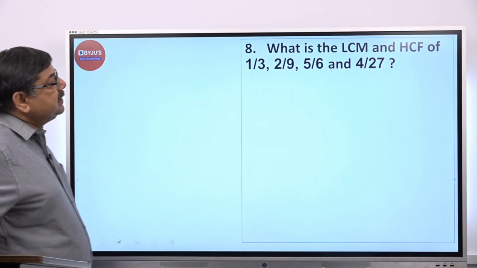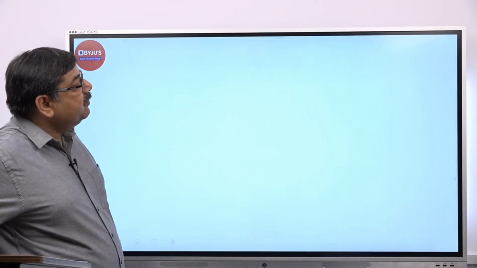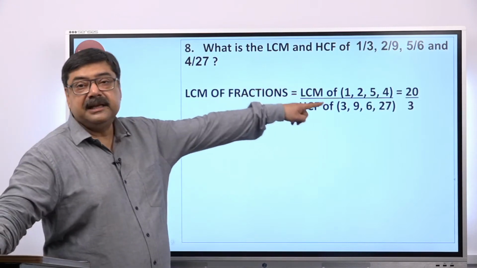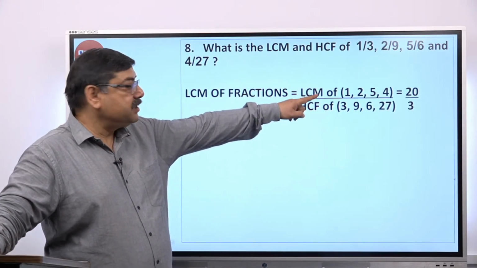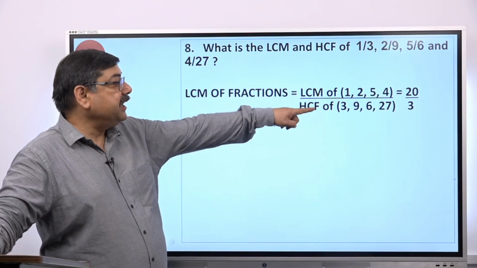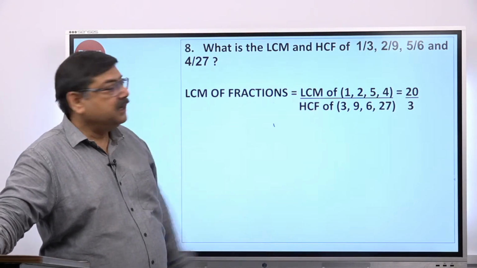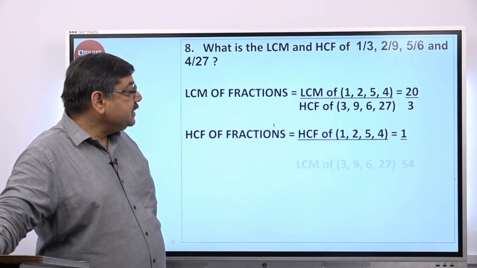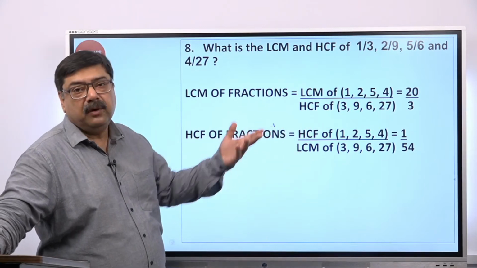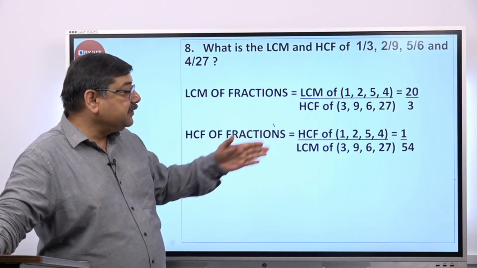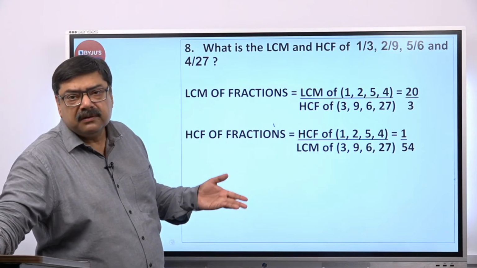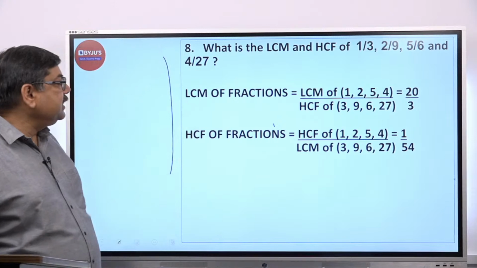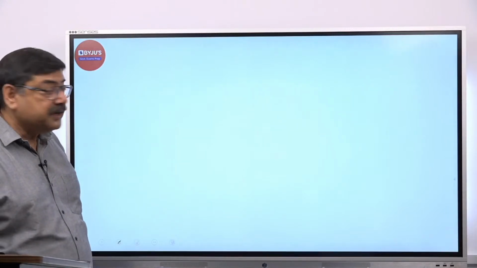Now, what is the LCM and HCF of 1 by 3, 2 by 9, 5 by 6 and 4 by 27? See, LCM of fractions, LCM of 1, 2, 5, 4, which is 20. HCF of 3, 9, 6, 27, that is 3. So 20 by 3 will become the LCM. And HCF of fractions, so HCF of 1, 2, 5, 4, 1 only. LCM of 3, 9, 6, 27, 54. So 1 by 54. So that's how you could have found out LCM of fractions or HCF of fractions.